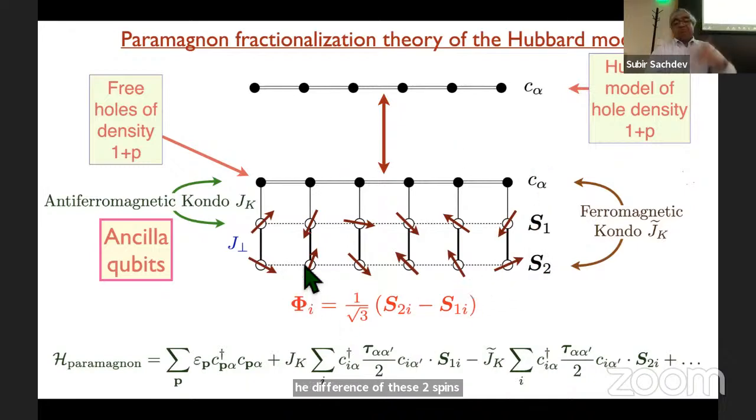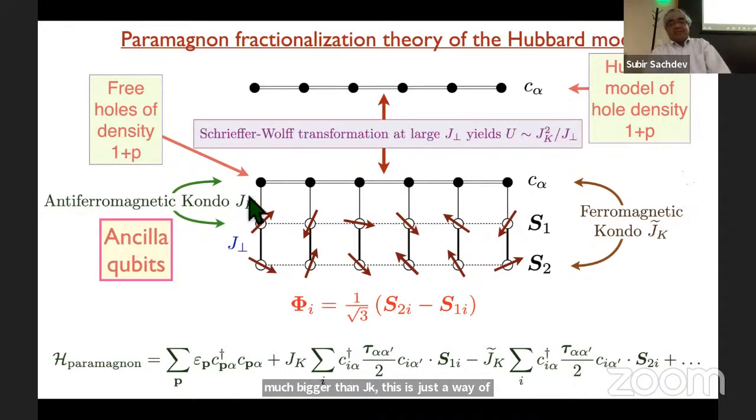But now let's just take this model. I could have started with this model. This is a three-layer model. The top layer was originally a Hubbard model, but now it just has free electrons at any density, and it's coupled to this bilayer antiferromagnet. And now the point is that in the limit J perp is much bigger than JK, this is just a way of writing down the Hubbard model, because you can do the usual Schrieffer-Wolff transformation, and you'll find that there's a Hubbard interaction on the top layer, which is just JK squared over J perp.